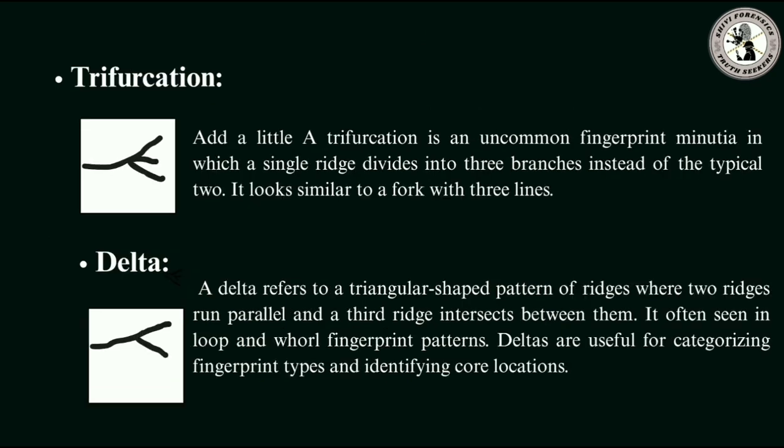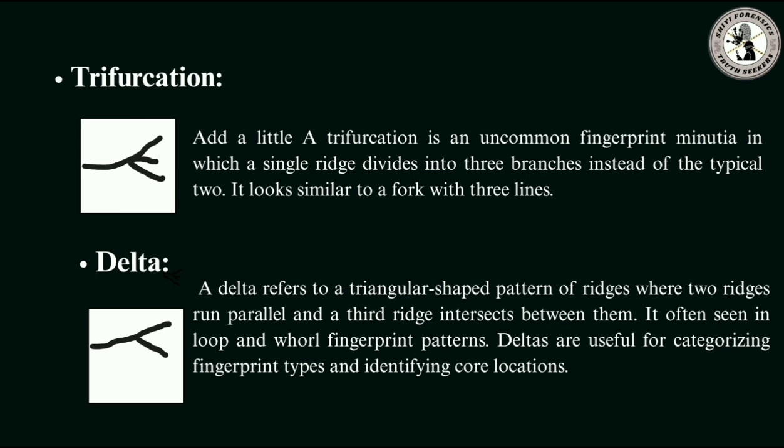Third one is trifurcation. A trifurcation is a rare type of minutiae where a ridge splits into three branches instead of two. This creates a structure that resembles a pitchfork.